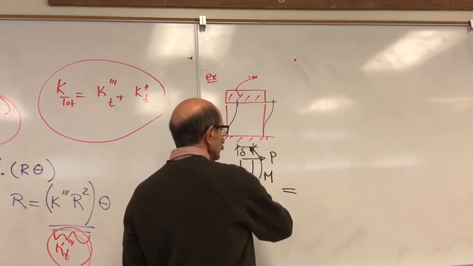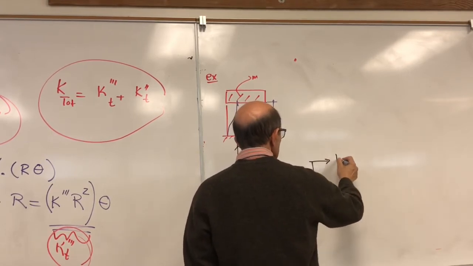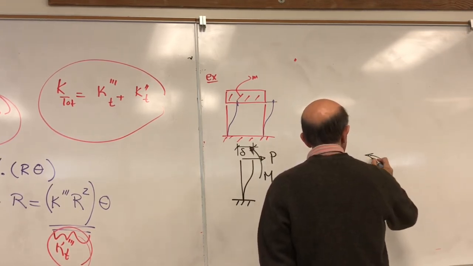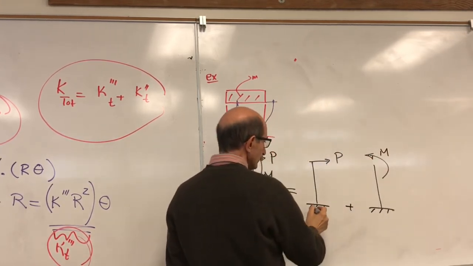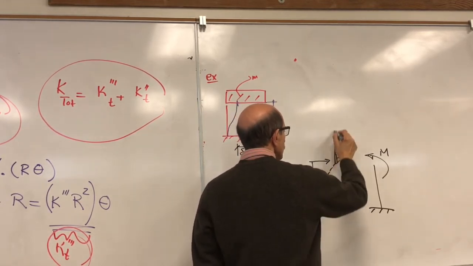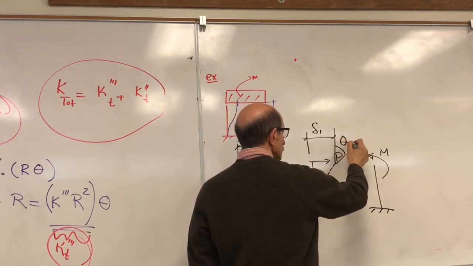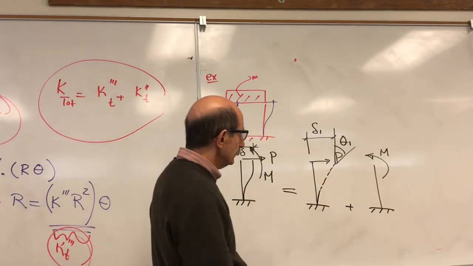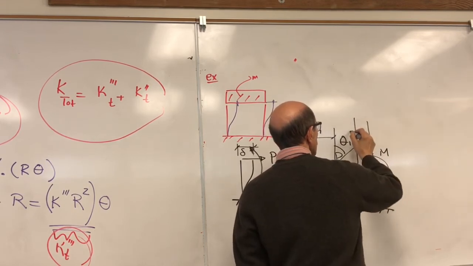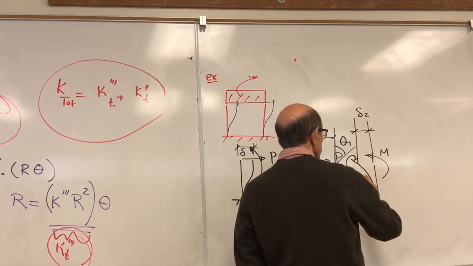I would superimpose these two. In other words, I would look at the effect of this load and this moment separately. This force causes, you remember, a cantilever beam, a displacement I call delta 1, and a rotation that I call theta 1. This one generates a displacement, I call that delta 2, and a rotation, theta 2.